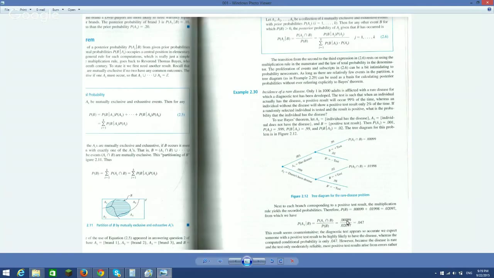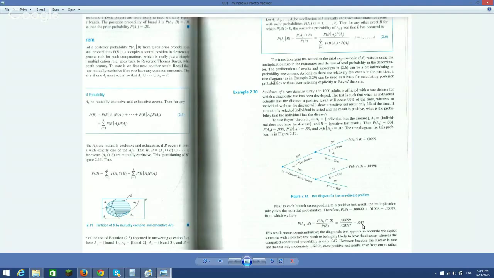Then you divide the probability of them having the disease by the probability of them testing positive in terms of all probability: 0.00099 divided by 0.02097, and you get 0.047, or 4.7%, that they actually have the disease. So just because WebMD tells you something given a set of symptoms, or just because you get a positive test, does not automatically mean that the probability that you actually have the disease is very high.